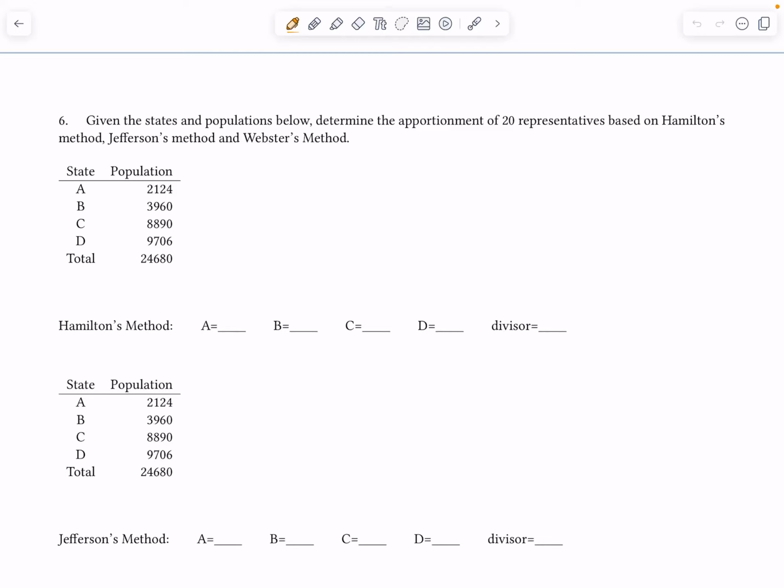Okay, let's get going with this apportionment. Our first step here is to compute the divisor with Hamilton's method. The divisor is the first thing, and the divisor is going to be 24,680 divided by 20, so you're using the number of representatives. And I got 1234 as my divisor.